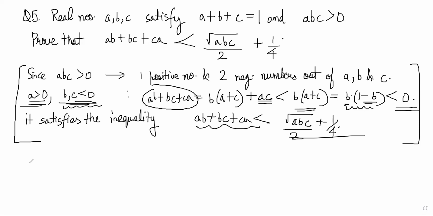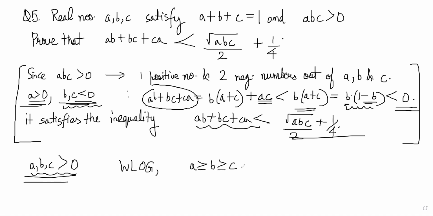So now I want to prove the inequality for the case where A, B, and C are all greater than 0. That is the other case where all three have to be positive, because we have been given in the problem itself that ABC is greater than 0. So if ABC are all positive, then without loss of generality, we can assume that A is greater than or equal to B, is greater than or equal to C, is greater than 0.